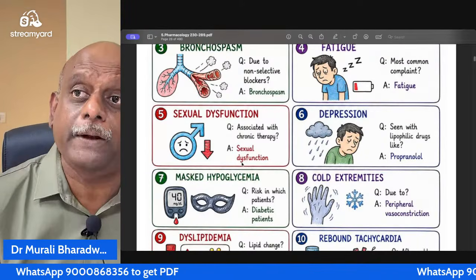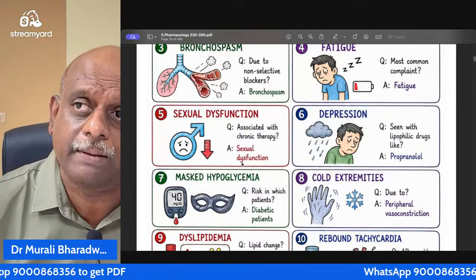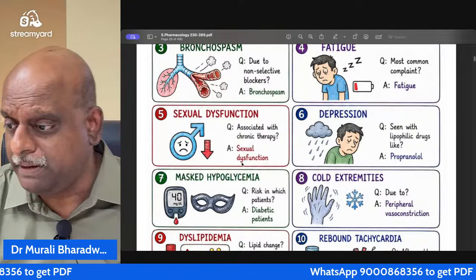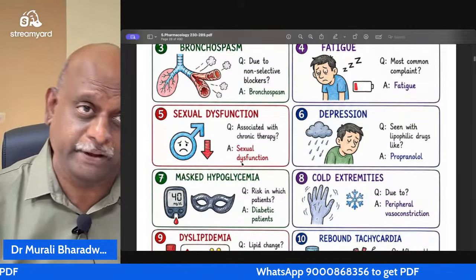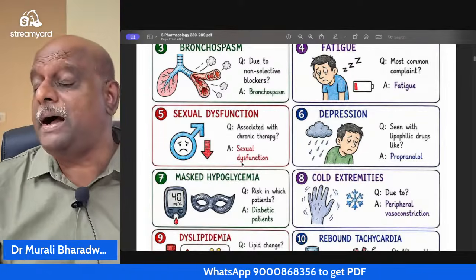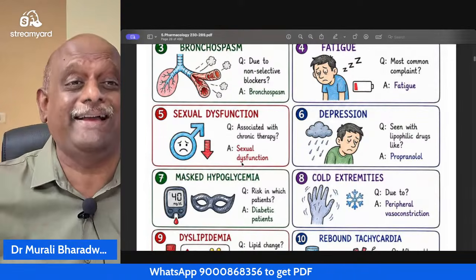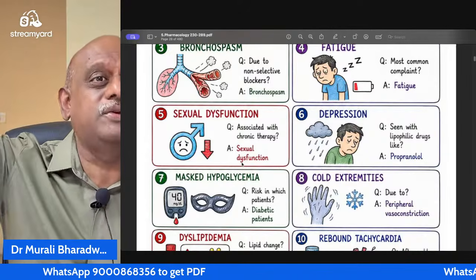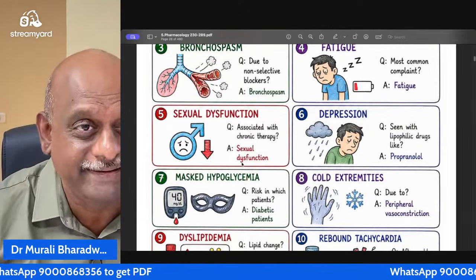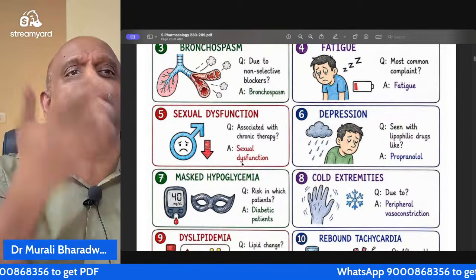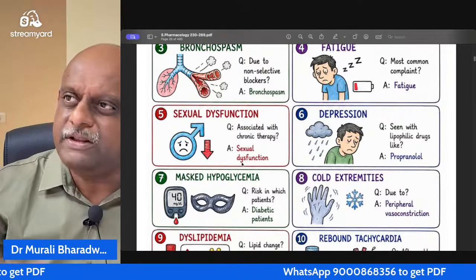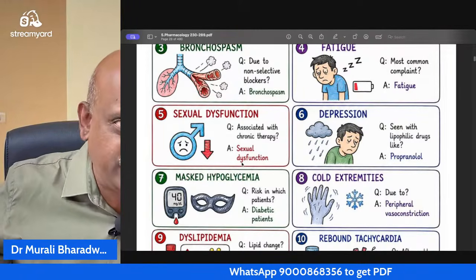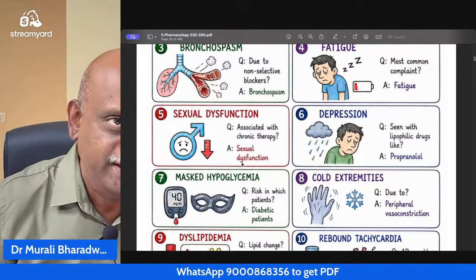So if you give propranolol, patients used to come back and say, doctor sir, because of your tablet my BP got controlled, but the matter of those days is not happening. So, meaning in those days they used to perform well on the bed, but sexual dysfunction is an important side effect. But with metoprolol and all the modern drugs, that is less.